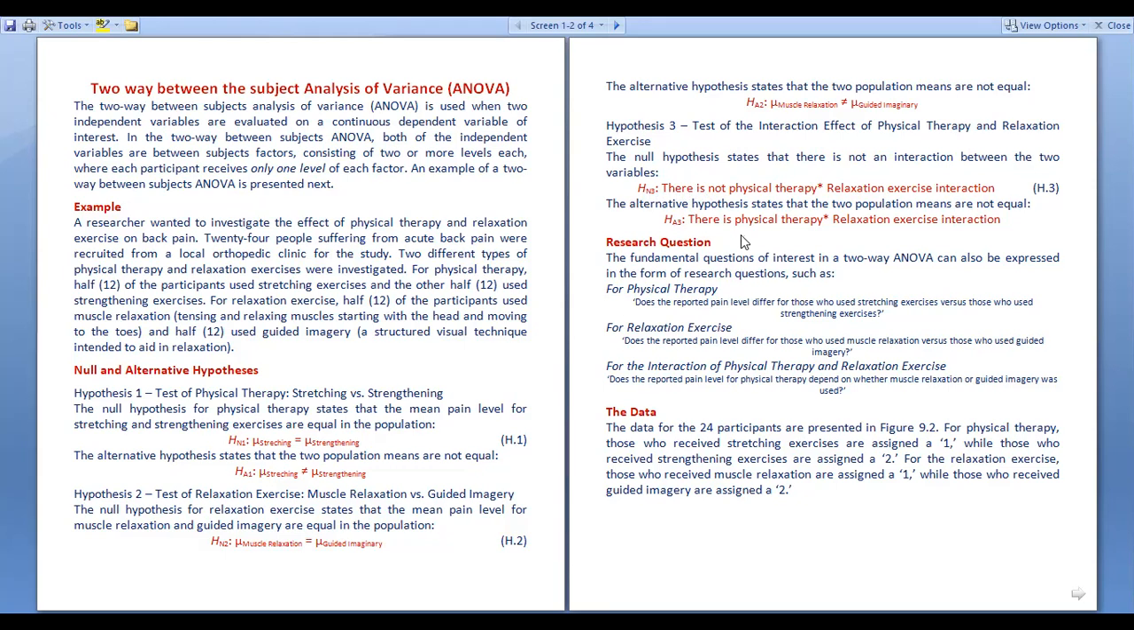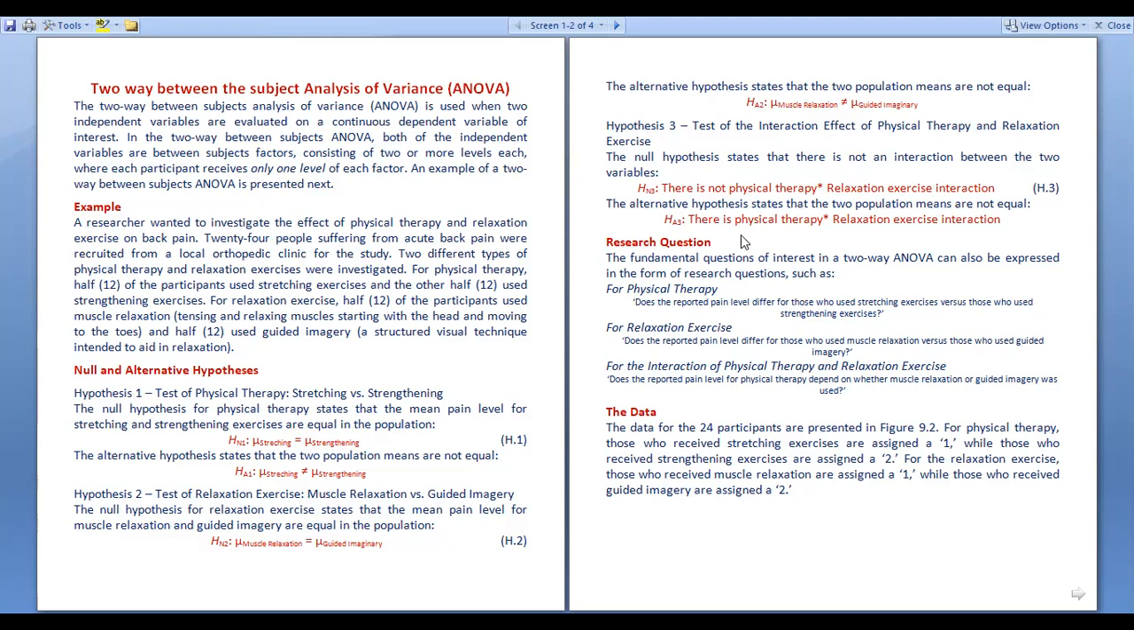And now coming to research questions. Here again, we'll have three research questions related to the three things we have got. The first two are related to independent variable 1 and independent variable 2, and the third is the interaction between the two variables. So research question 1 is talking about physical therapy, and the question is, does the reported pain level differ for those who used stretching exercises versus those who used strengthening exercises? So we're just talking about the difference in pain level for people who are using stretching or strengthening exercises.